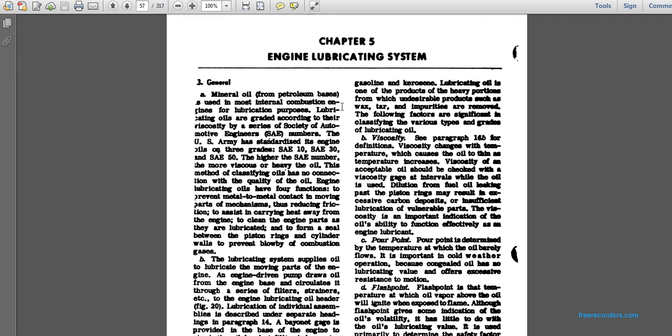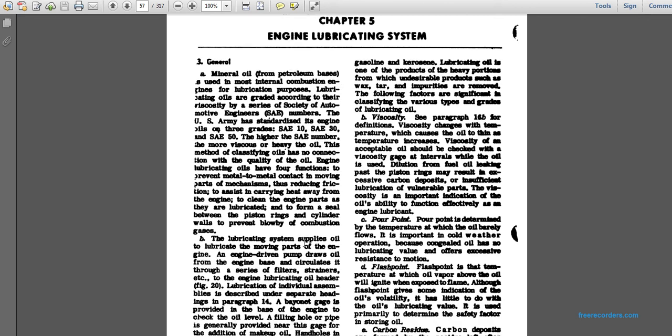Engine lubrication has four functions: preventing metal contact in the moving mechanism, reducing friction, carrying the heat away from the engine and cleaning the engine parts as they are lubricated, and forming a seal between the piston rings and cylinder walls to prevent blow-by of combustion gases.